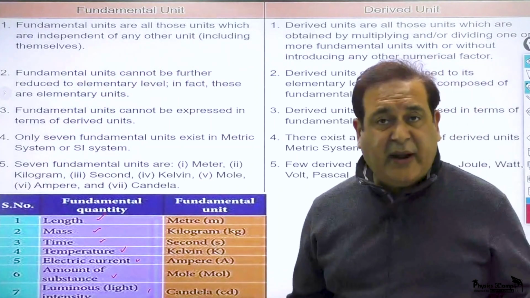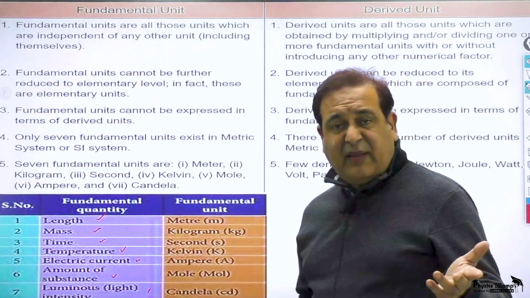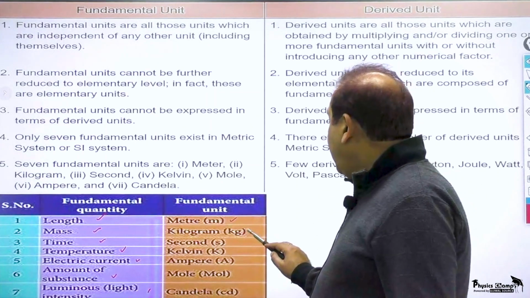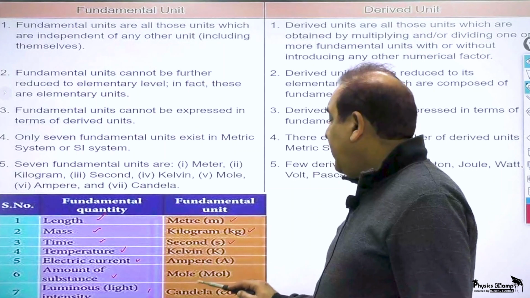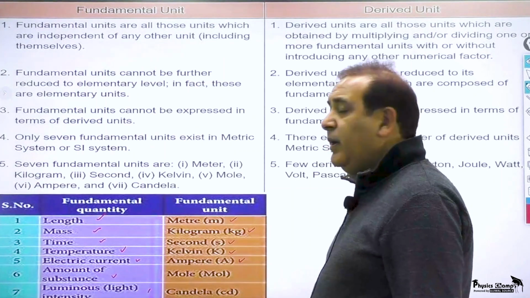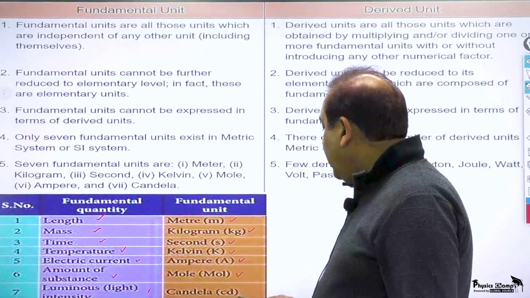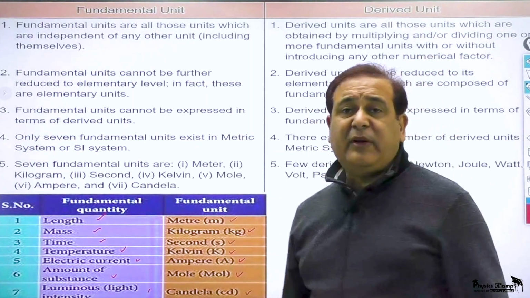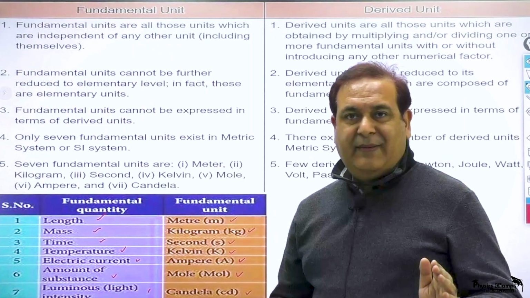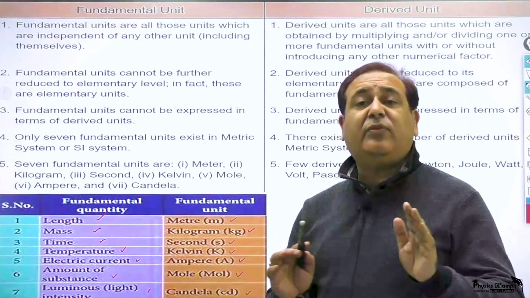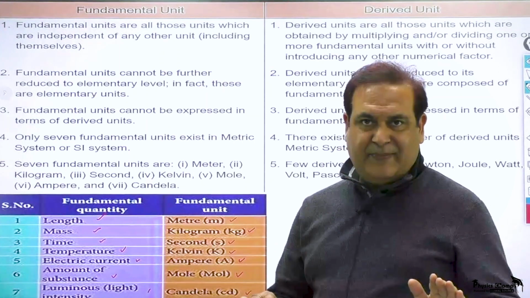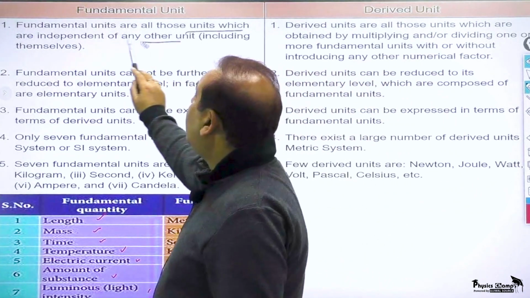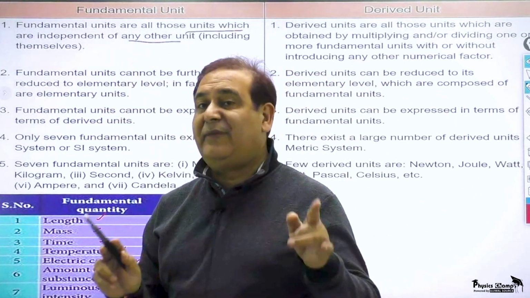Like the units that are decided for them in SI system, for length, meter is a fundamental unit, for mass, kilogram, for time, second, for temperature, Kelvin, for electric current, ampere, for amount of substance, mole, and for light intensity, candela. So these are the 7 fundamental units that are decided, and they cannot be described in terms of each other or further described. So fundamental units are those units which are independent of any other among those 7.